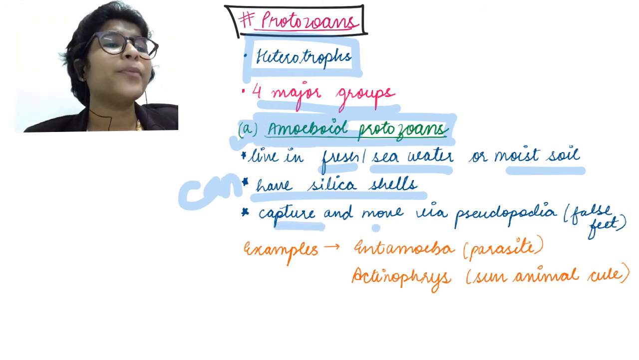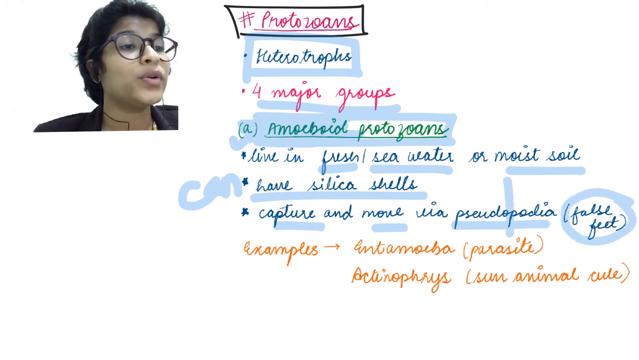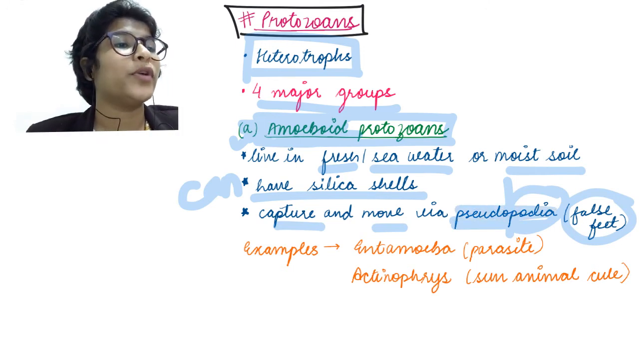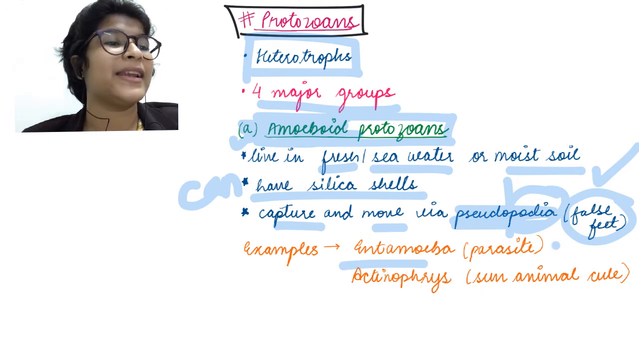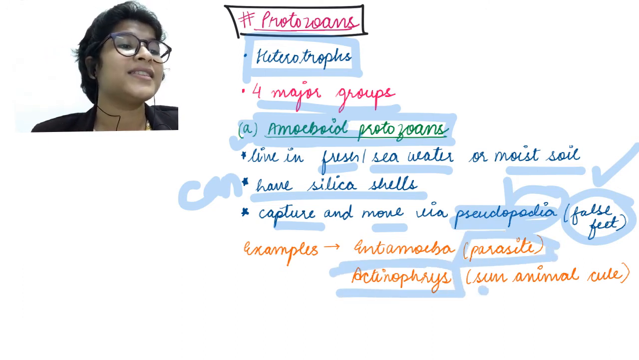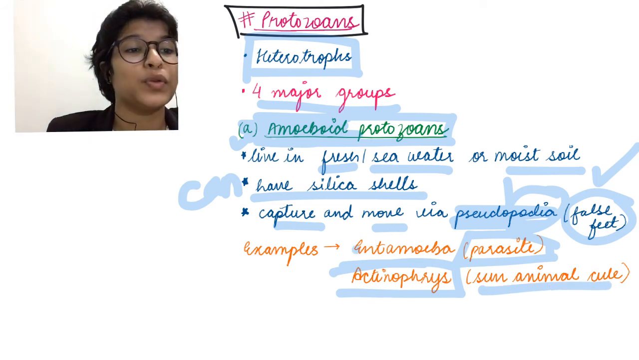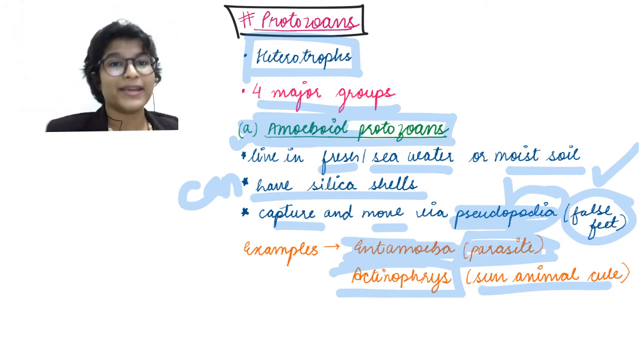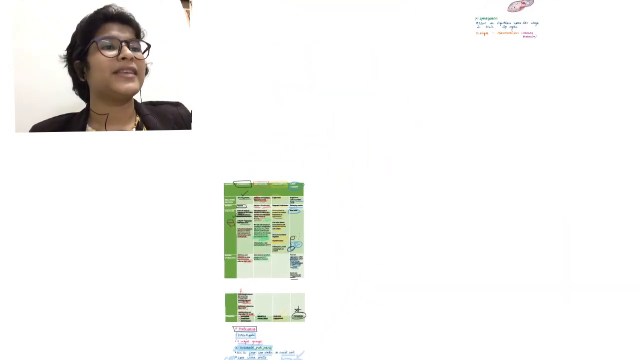They capture food and move via pseudopodia, their false feet. Pseudo यानी कि false and podia यानी कि feet. So they have pseudopodia or false feet. Examples are entamoeba, that is a parasite, and actinophrys, that is a sun animalcule. The main example you need to remember though is entamoeba, which is a parasite and causes amoebiasis. Going on to the next type.